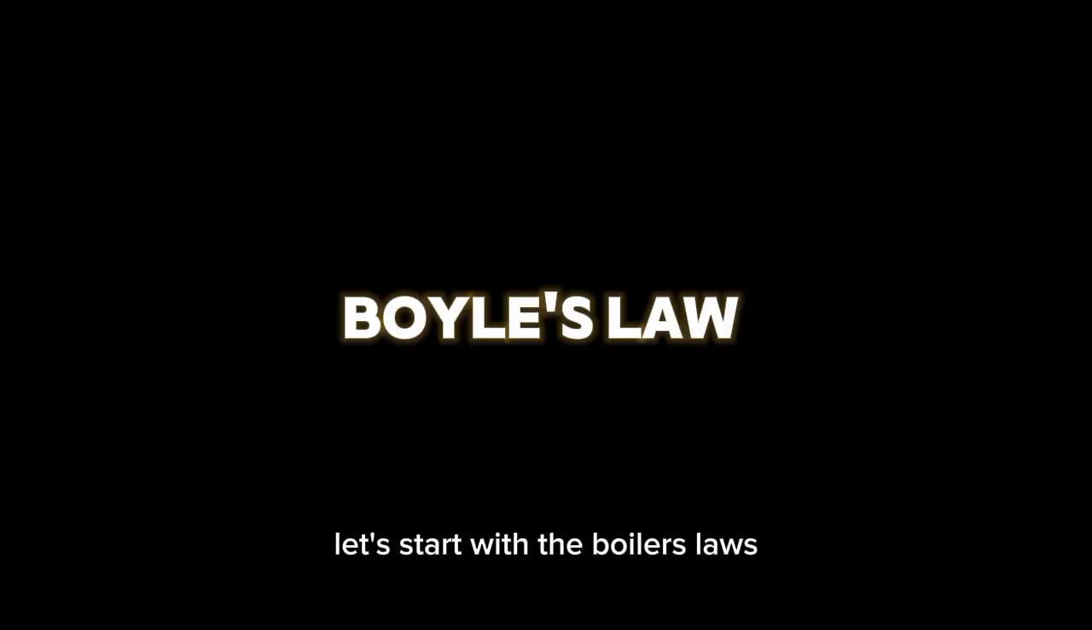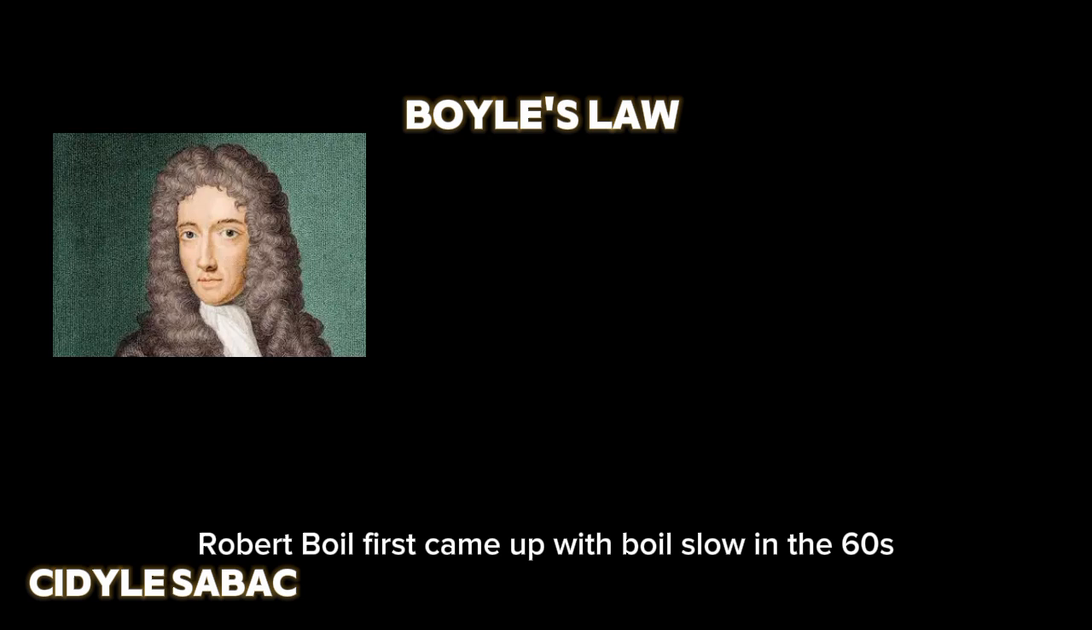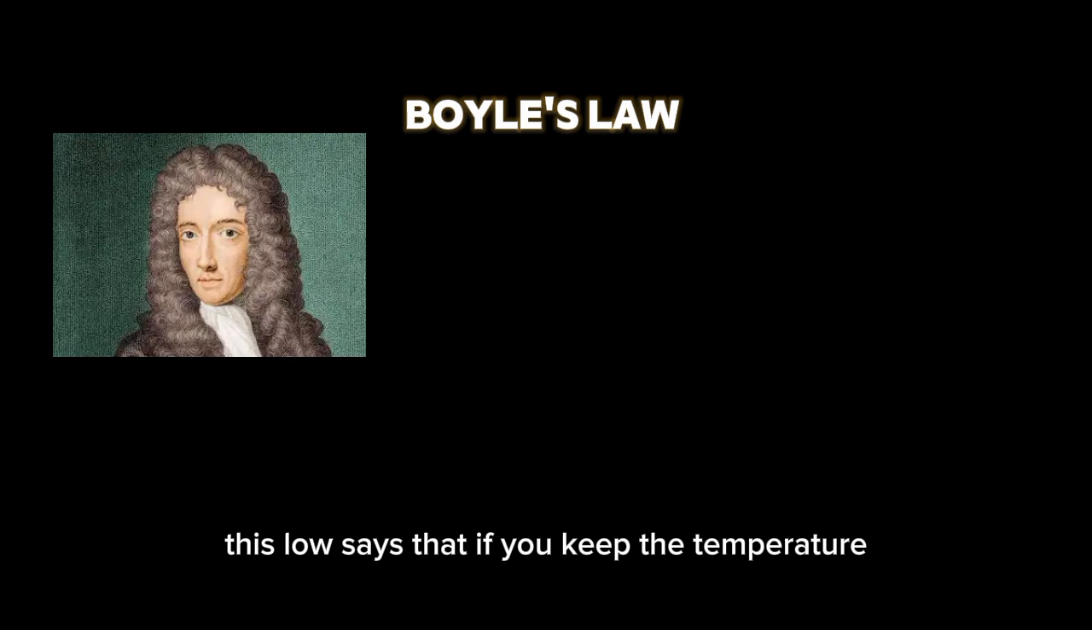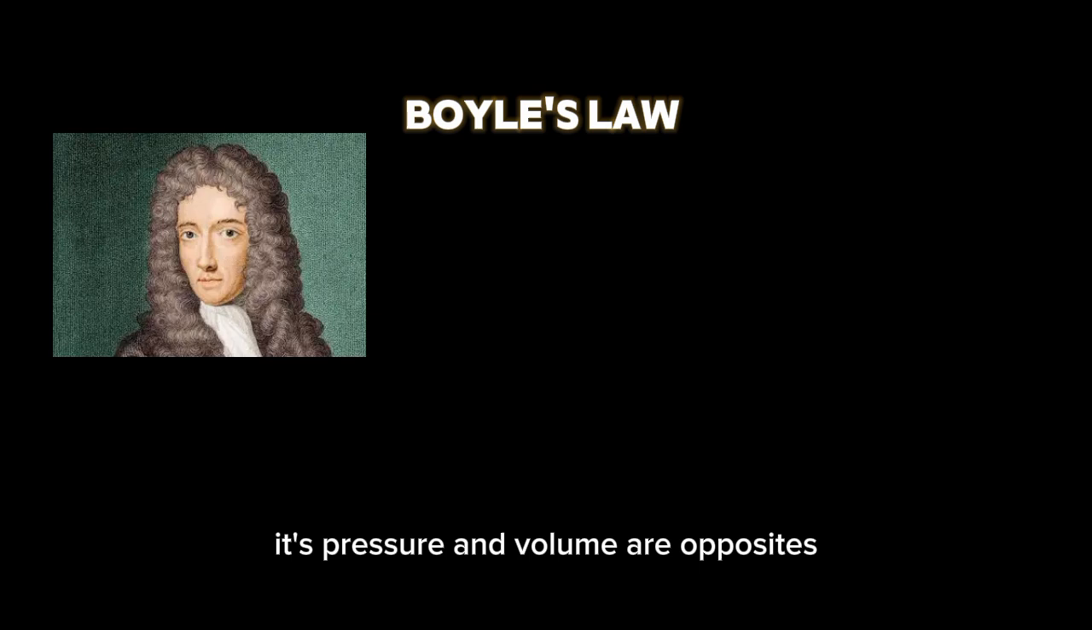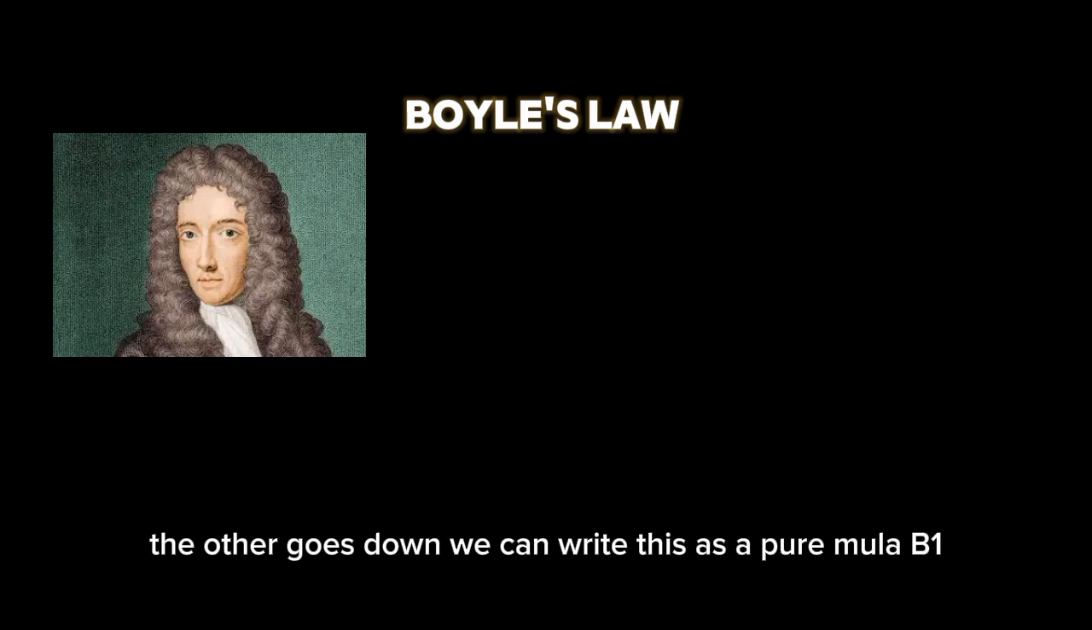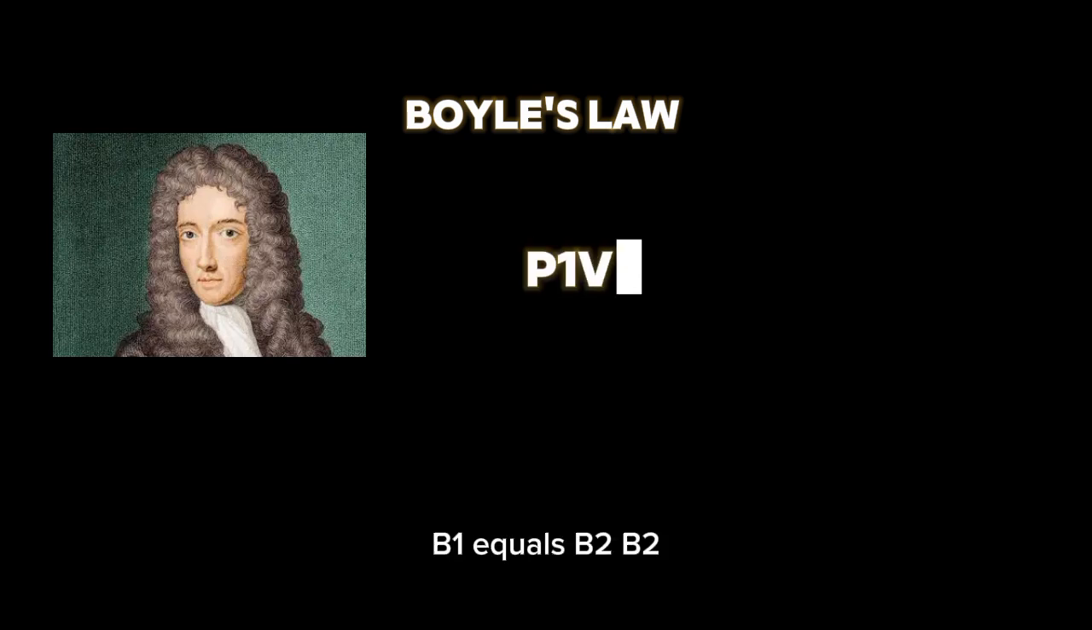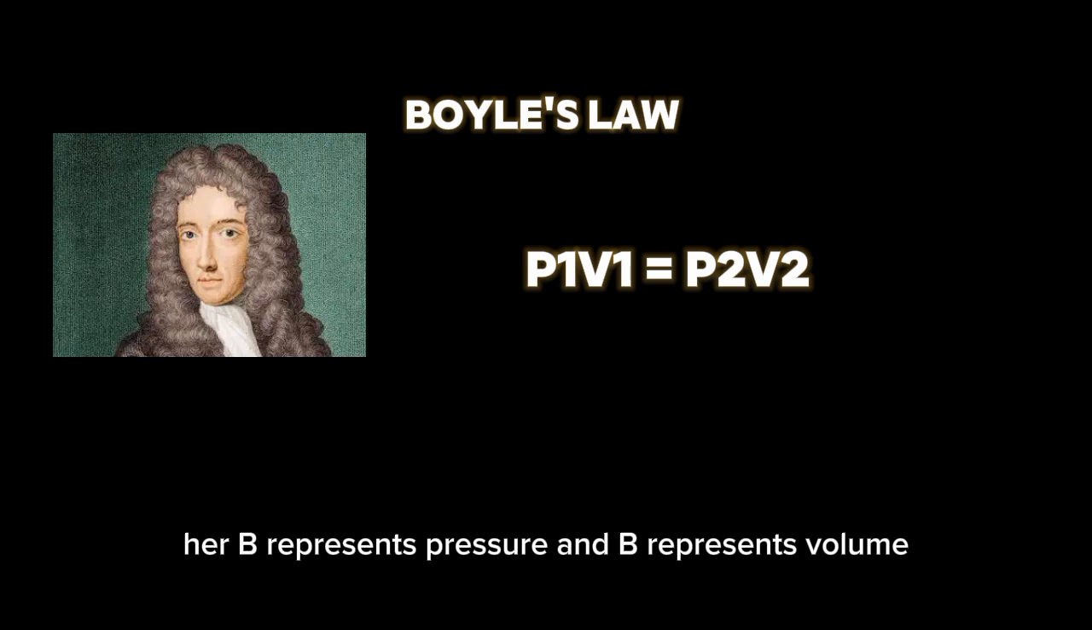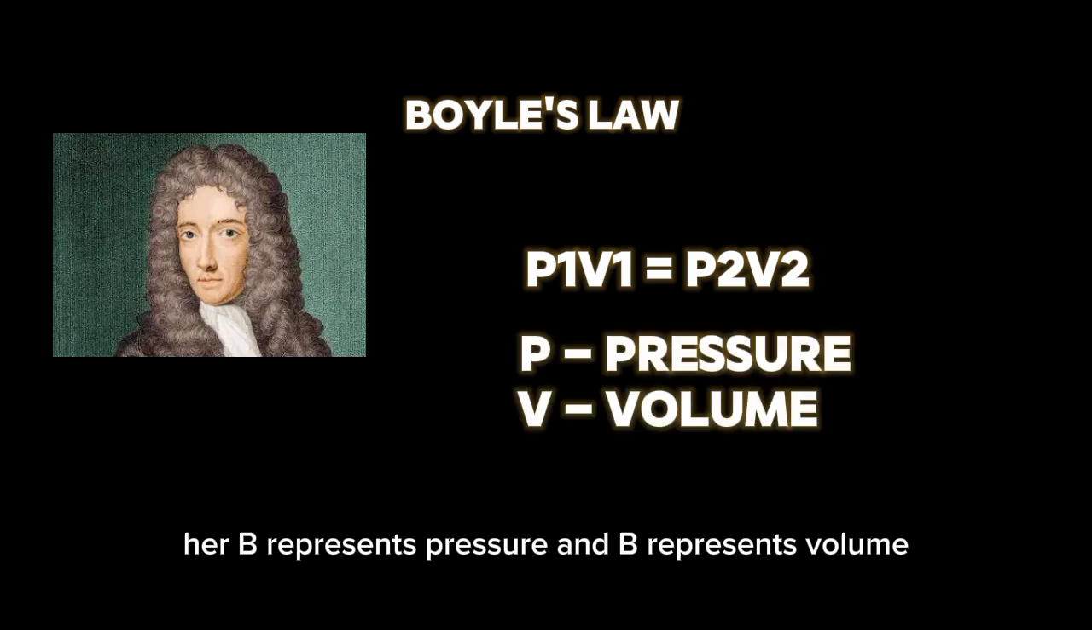Let's start with Boyle's law. Robert Boyle first came up with Boyle's Law in the 1660s. This law says that if you keep the temperature of a gas the same, its pressure and volume are opposites. When one goes up, the other goes down. We can write this as a formula: P1V1 equals P2V2. Here, P represents pressure and V represents volume.